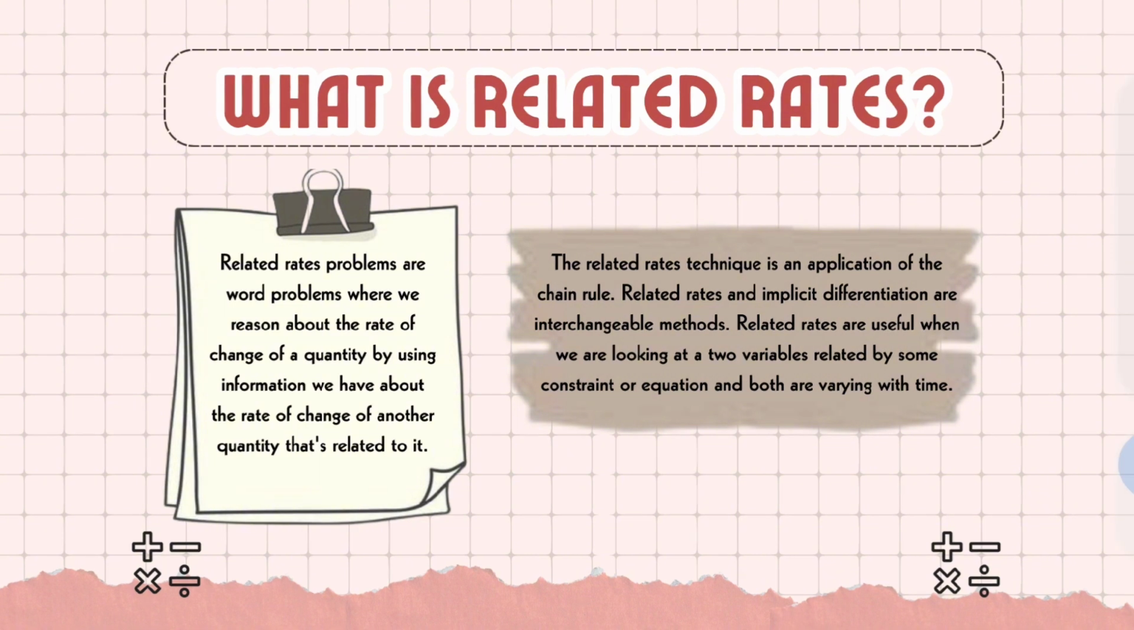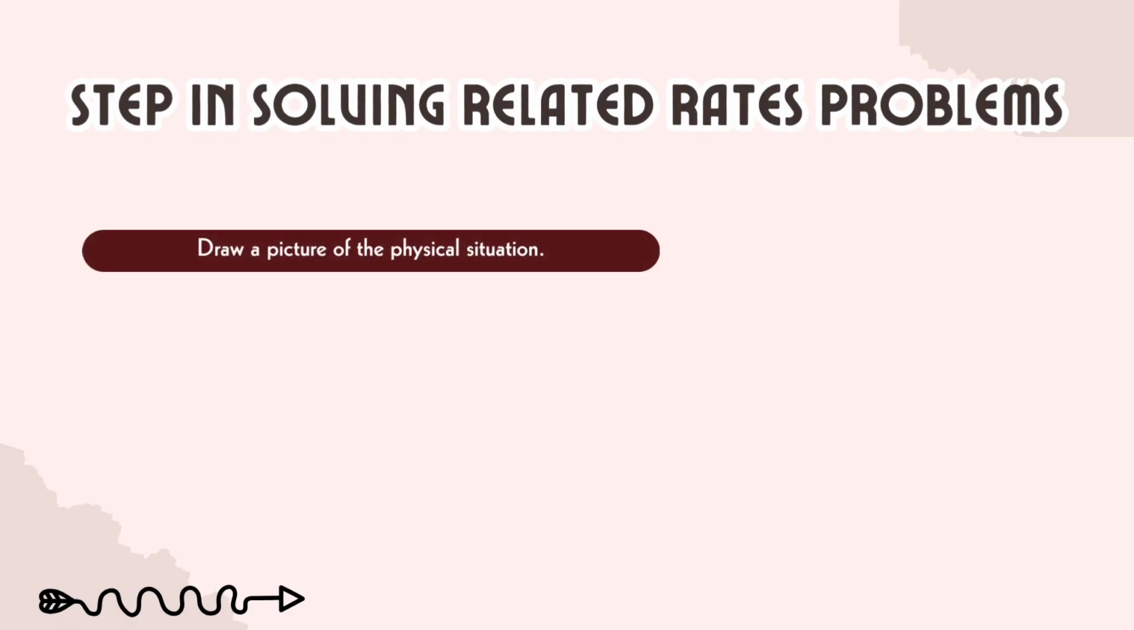What is related rates? Related rates problems are word problems where we reason about the rate of change of a quantity by using information we have about the rate of change of another quantity that relates to it. The related rates technique is an application of the chain rule. Related rates and implicit differentiation are interchangeable methods. Related rates are useful when we are looking at two variables related by some constraint or equation and both are varying with time.